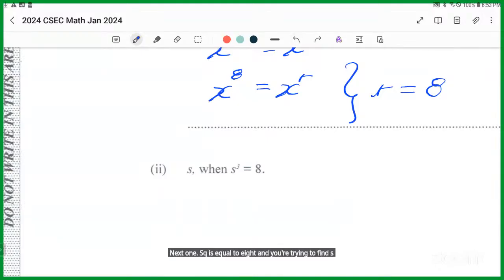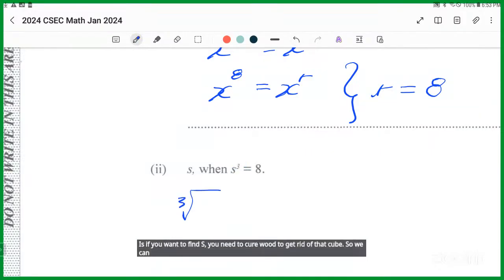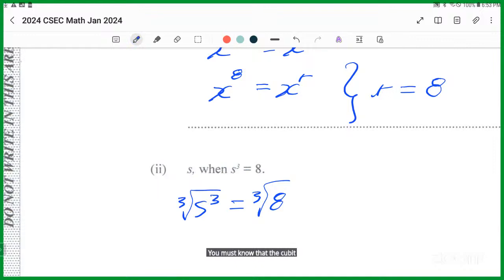So two ways this can be done: if you want to find s, you need to take the cube root to get rid of that cube. So we can do the cube root of s cubed, which clears this cube. Then we also have to do the cube root of 8. You must know that the cube root of 8 is 2. So it means that s is equal to 2.